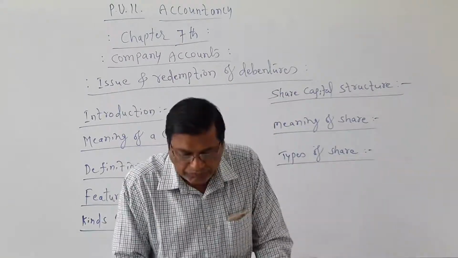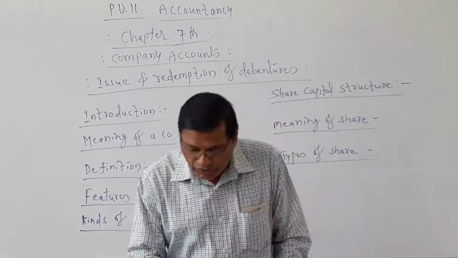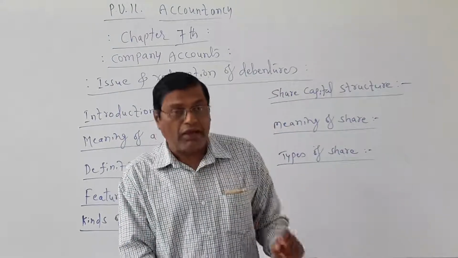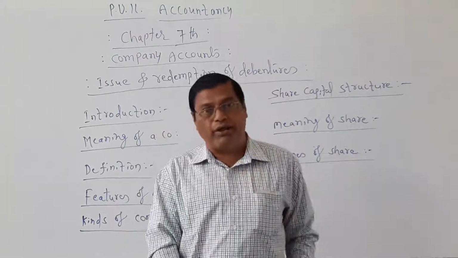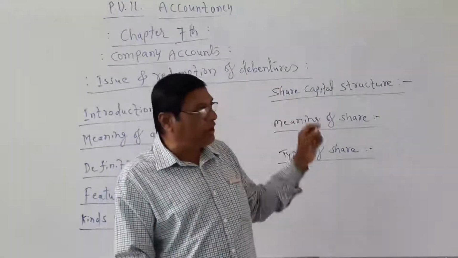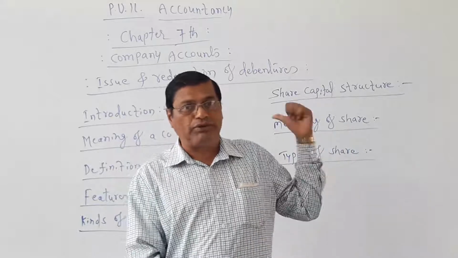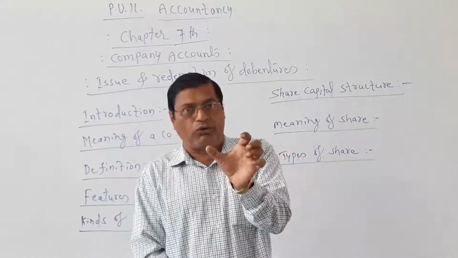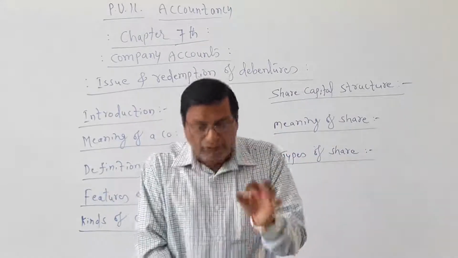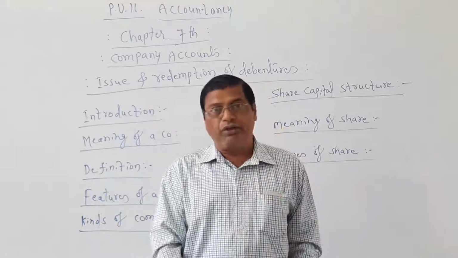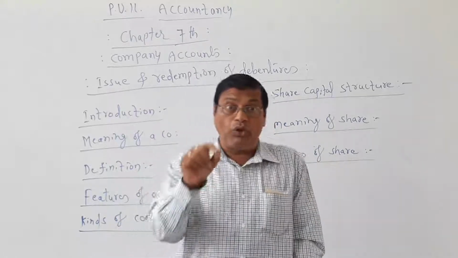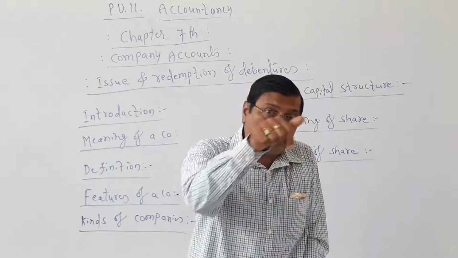Now coming to the next one, the holders of these shares get a fixed rate of dividend. Note, preference shareholders get a fixed rate of dividend. The holders of these shares are called preference shareholders, and they will get a fixed rate of dividend even in case of loss in the company.